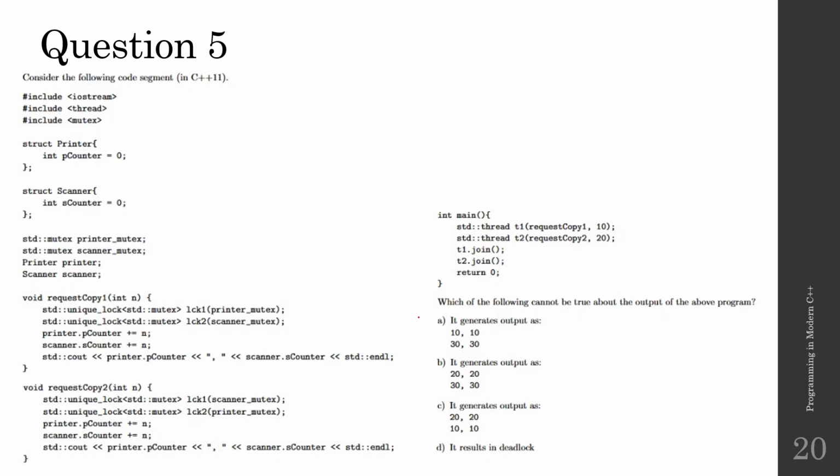And then I think it will be option A only, because we are calling the first thread with request copy 1 and 10, and then we are calling the second thread also with request copy 2 and 10. The struct will be global, so the value will be changing. It will be in global scope, so value will change. Okay, okay.